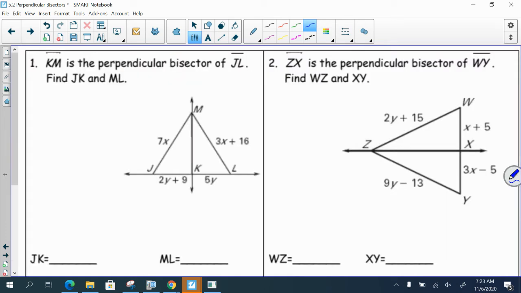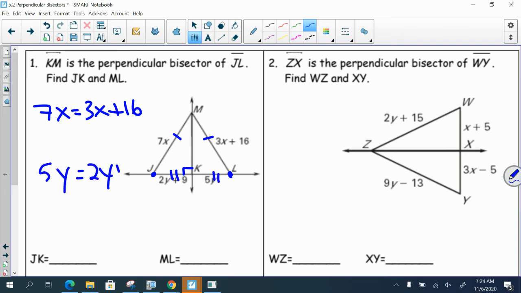So a few other little things here that we could do. KM is the perpendicular bisector of JL. And since M is on the perpendicular bisector, it is equidistant from J and L by the perpendicular bisector theorem. Therefore, those two are congruent. So we can set these two equal to each other. And then also, if K is on the perpendicular bisector, then these two segments would be congruent. So we could set 5y equal to 2y plus 9.